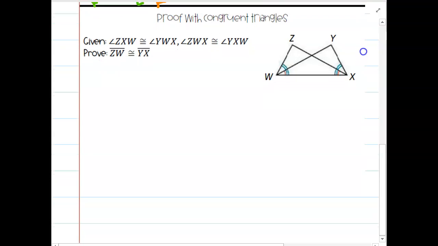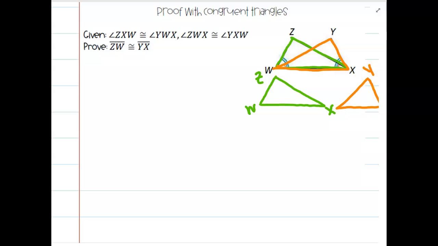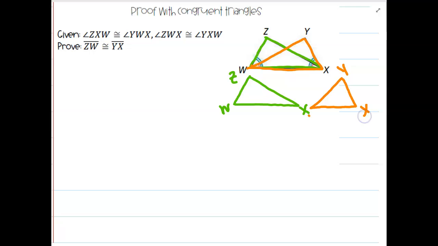So what we're going to be doing today are proofs that are going to look kind of like this. So before we actually set up our proof, let's do what we just did. Let's take this diagram with these two triangles. Let's separate them out into the two separate triangles. So this first triangle that's over here on the left, we could call triangle ZWX. And then this triangle on the right, we could call triangle YXW.